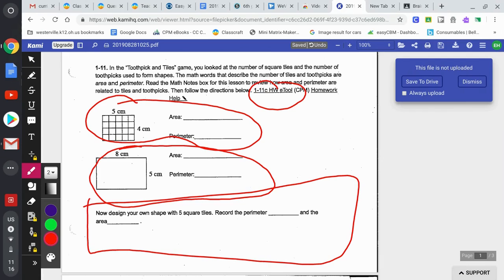Then next, don't forget, there's a question right down here. Design your own shape with 5 tiles. Just tell us the perimeter and the area. Just to help you out here, your area will be 5. And usually we want to get in the habit when we're talking about area of calling them units squared or square units. Tomato, tomato. Area is always squared. And then when we call perimeter, we can just call it units or toothpicks.